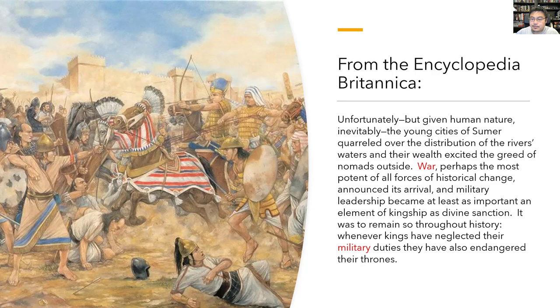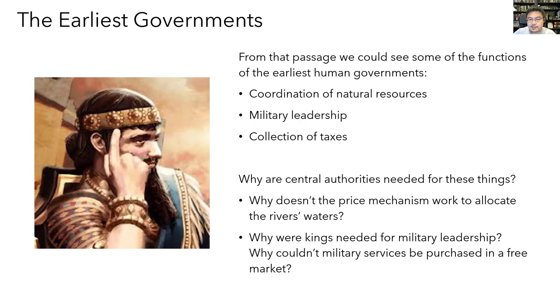So from this passage, we can see some of the main functions of the earliest human governments: the coordination of natural resources, the provision of military protection, and the collection of taxes in order to fund those two activities. But the question is, why was a central authority needed for these things at all? Why didn't the price mechanism work to allocate the river's waters efficiently?